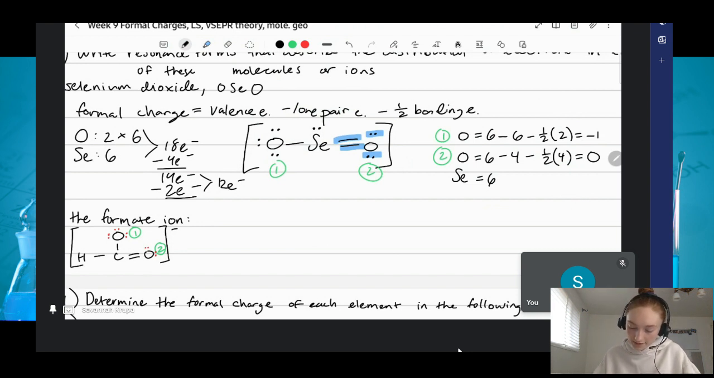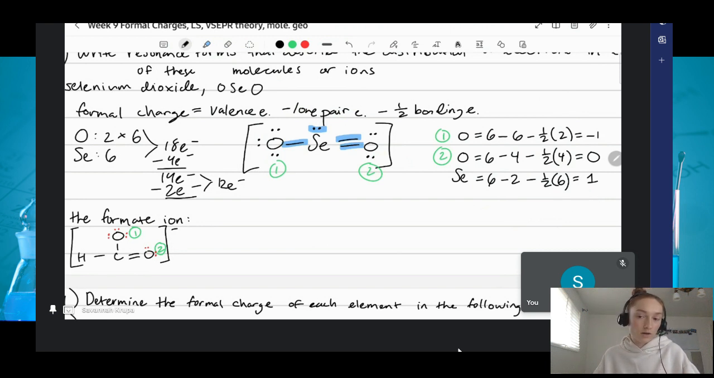And so looking at the selenium, it will have 2 lone pairs of valence electrons, and then 1/2 of the bonding pairs, it looks like it has 6. And so since it has 6, 6 will go right there. And so 6 minus 2 is 4, minus 1/2 times 6, that's 3. So this will have a formal charge of 1.